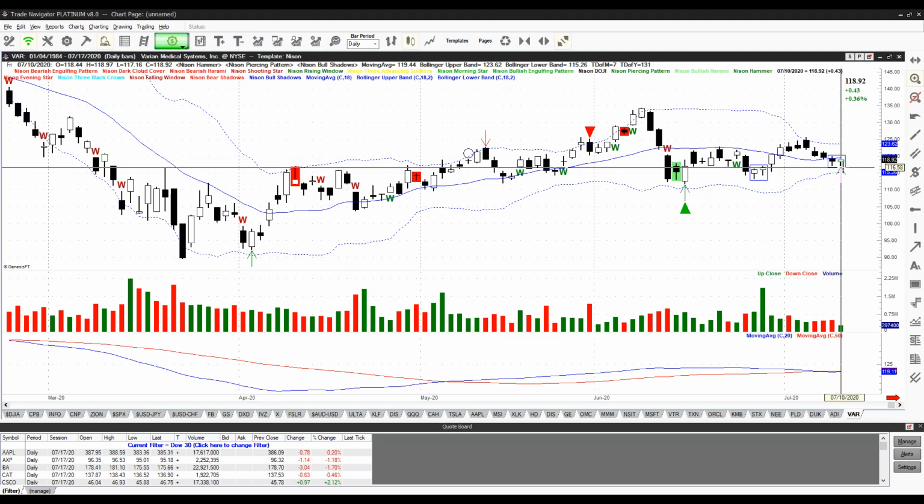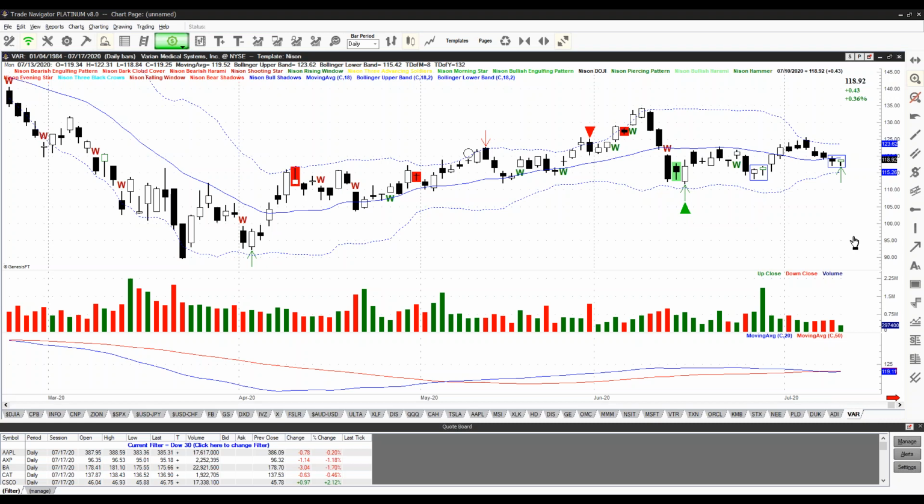Okay, so here's the hammer right here. And a hammer is a small real body with a long lower shadow and ideally no upper shadow. The real body could either be white or black or red or green, depending on whatever colors you're looking at. But again, the real body is small. The lower shadow has to be at least 2 times the length of the real body.